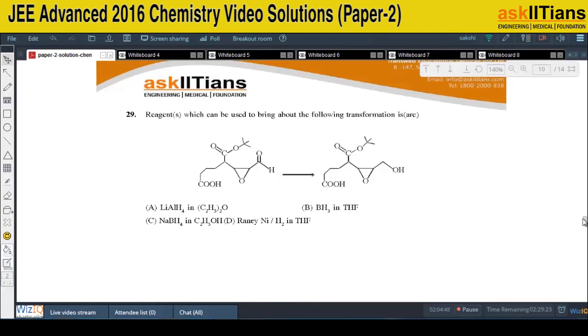So you have one transformation where the COOH part is the same, the epoxide part is the same, whereas the aldehydic part has been converted to alcohol, and the C double bond O, every part is the same. Now you have to select which will be the best reagent, whether it is LiAlH4 in C2H5 twice O, which you can be using for this particular conversion, or borane in THF, or NaBH4 in C2H5OH, or Raney nickel in the presence of hydrogen in THF.